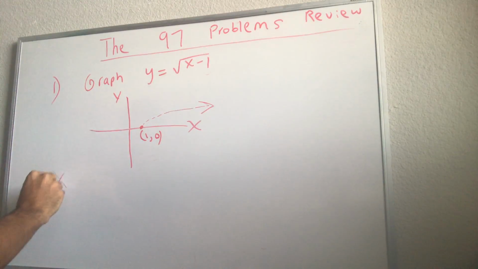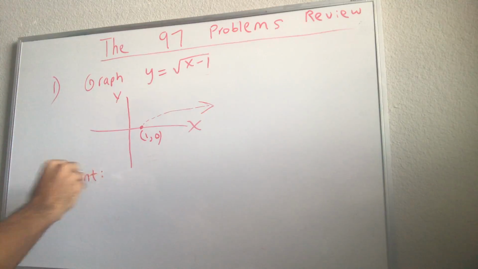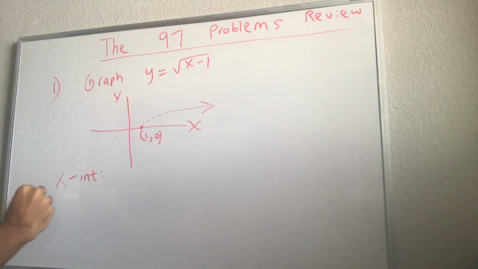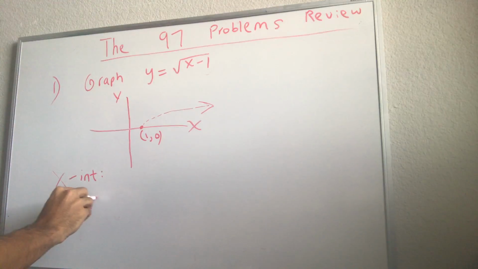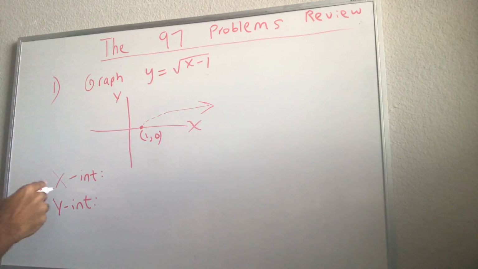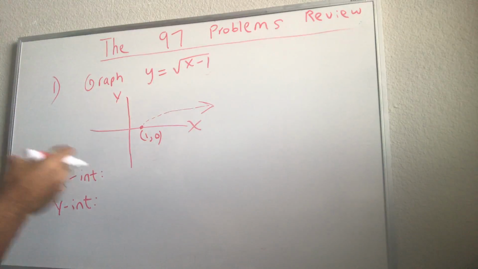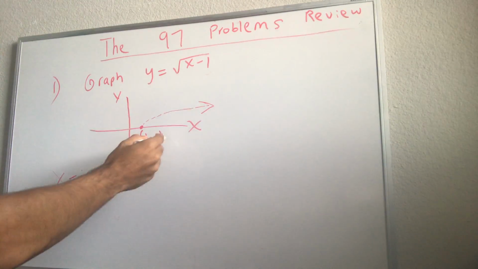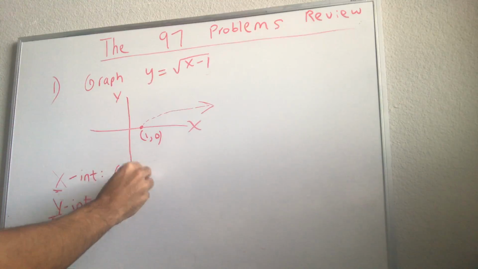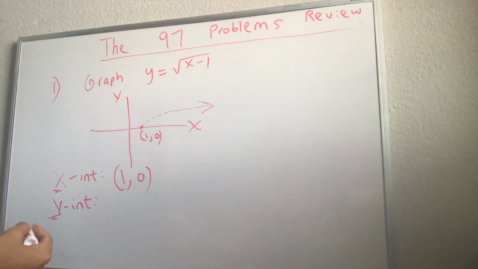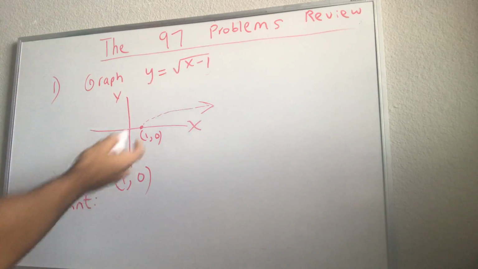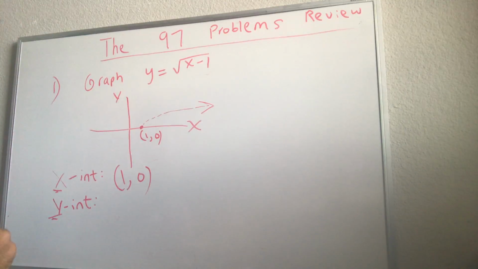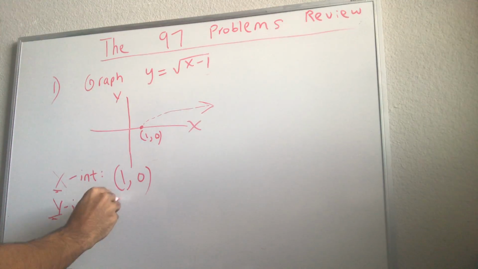Now, to determine the key features of the graph, it's always important to understand the x-intercept and the y-intercept. The way I remember it is: x-intercept, we have the x, it's the value of x when y is 0. Y-intercept, the value of y when x is 0. So the x-intercept, being the value of x when y is 0, is obviously (1, 0). The y-intercept being the value of y when x is 0, well, clearly this graph is not crossing the y-axis, therefore your y-intercept is actually undefined.